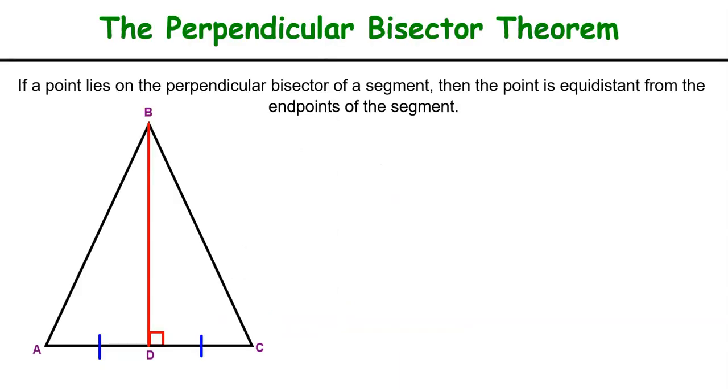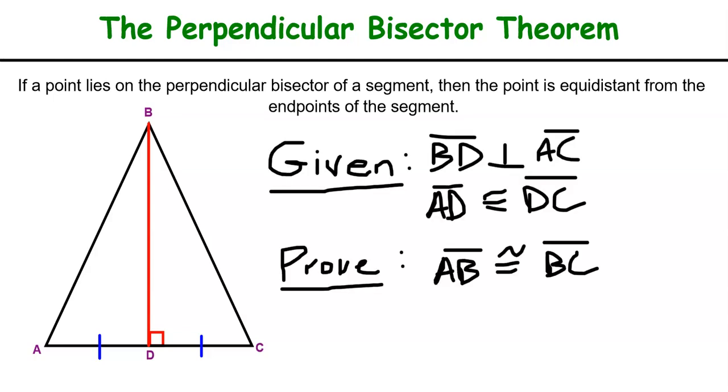The perpendicular bisector theorem says that if a point lies on the perpendicular bisector of a segment, then the point is equidistant from the endpoints of that segment. In other words, if we know that BD is the perpendicular bisector of AC, then the segments drawn from B to the endpoints of segment AC, that are BA and BC, must be congruent. Go ahead, pause the video, copy this entire slide down, come back when you're ready to move on.